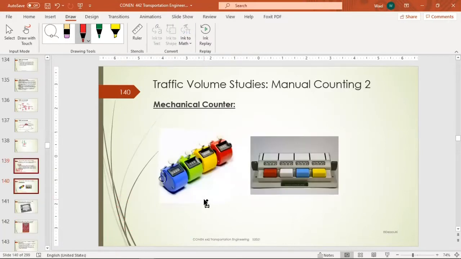There's another approach which is still manual, but you are using mechanical counters. I think this is similar to Masbaha. And yes, we have Masbaha like that. These are for counting volume by lane, and this is usually useful for highways and stuff like that.